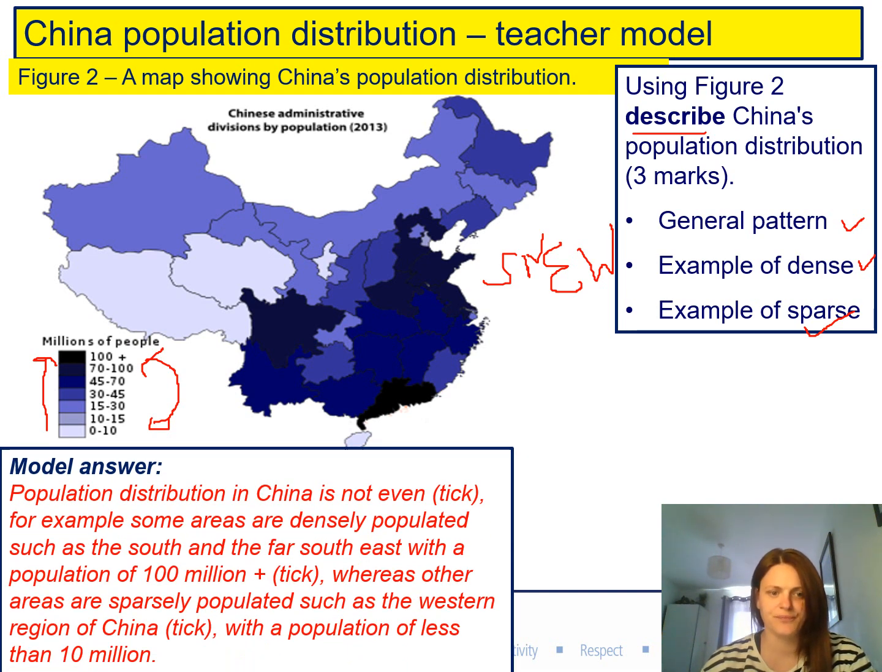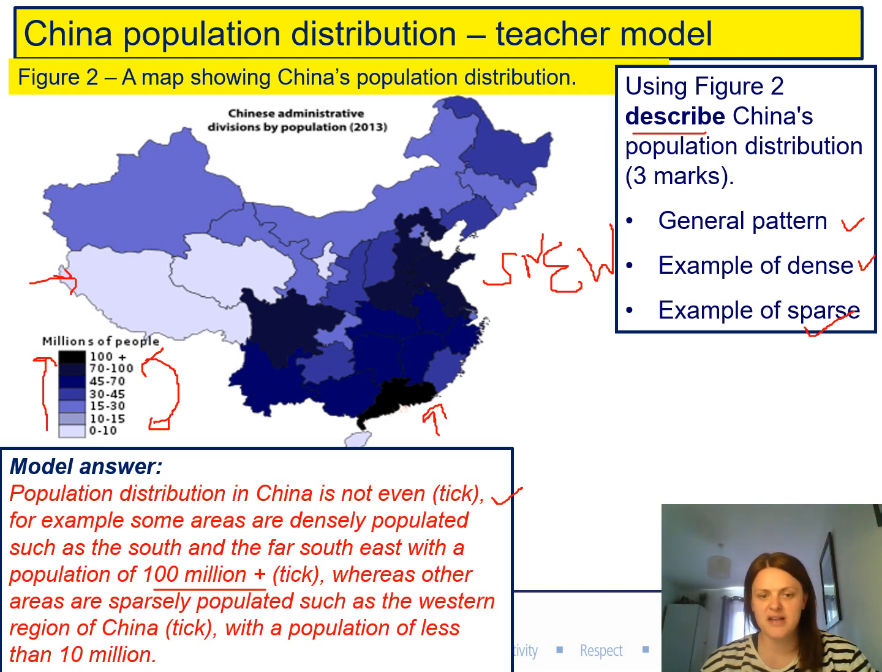Here we go. I've said that the population distribution in China is not even. I get a tick for that because I've noticed that it's not the same throughout the country. There are areas that are highly populated, densely populated, and areas that are sparse. So it's not even. For example, some areas are densely populated, such as the south and the far southeast, with a population of 100 million plus.